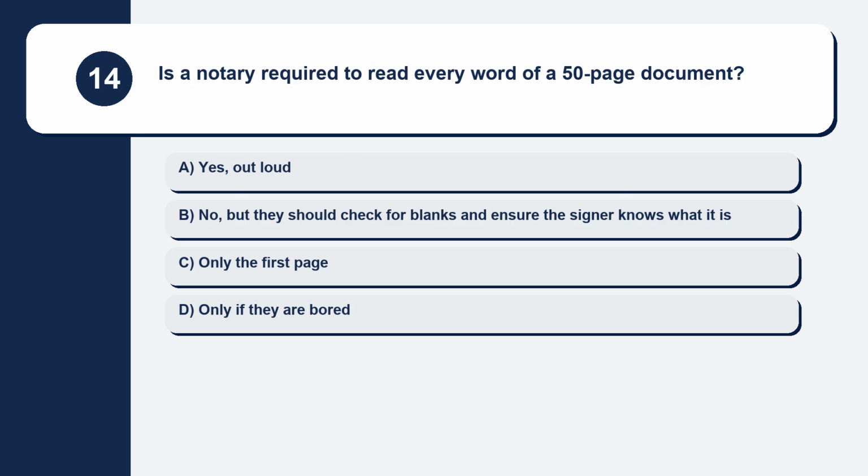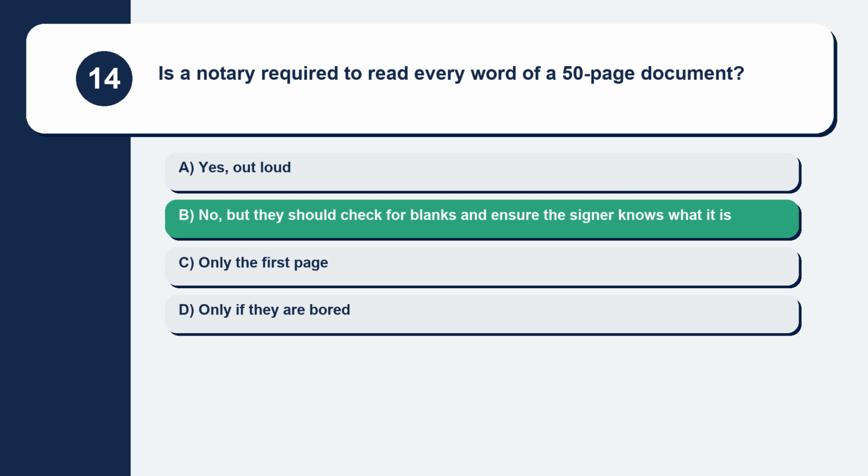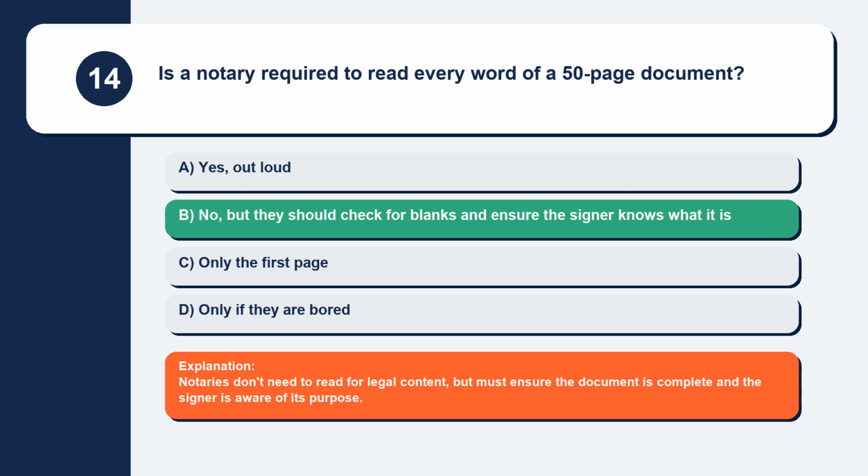Question 14. Is a notary required to read every word of a 50-page document? Yes, out loud. No, but they should check for blanks and ensure the signer knows what it is. Only the first page. Only if they are bored. Notaries don't need to read for legal content, but must ensure the document is complete and the signer is aware of its purpose.